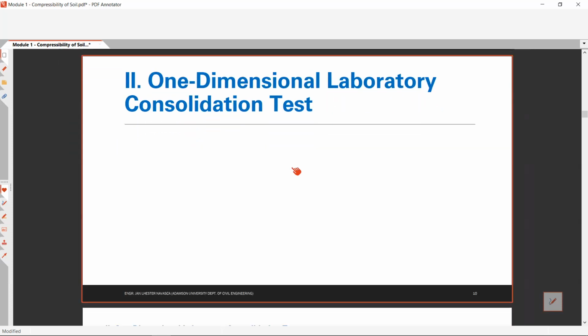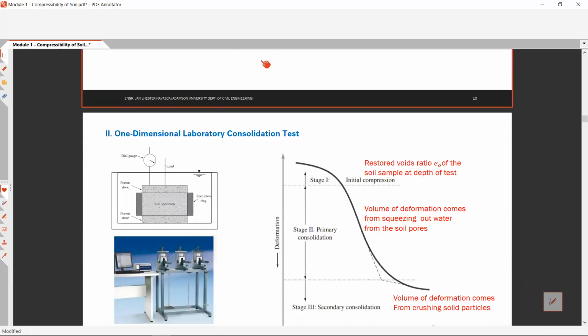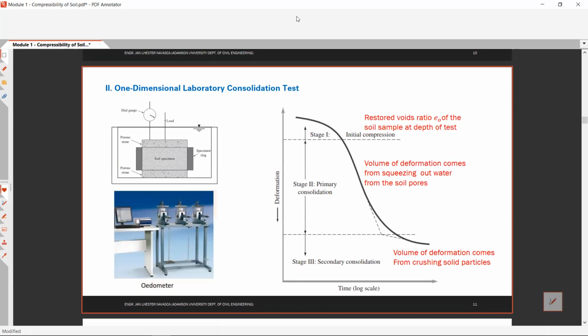So paano ba nagka-conduct ng laboratory for the consolidation test? So unfortunately, parang hindi yata kasama sa course yung laboratory work for foundation engineering or geotechnical engineering too. So sayang. Pero if you want to study, you can check sa YouTube naman for the one-dimensional laboratory testing for consolidation test. Okay. For one-dimensional laboratory consolidation test, ginagamitan siya ng odometer.